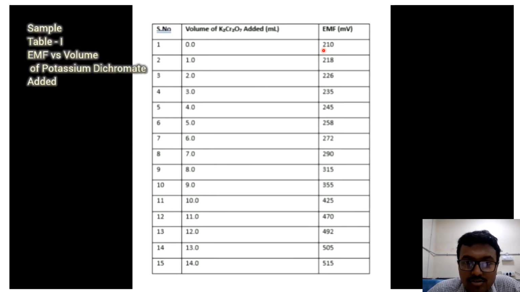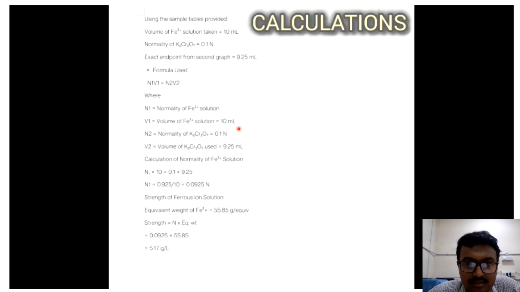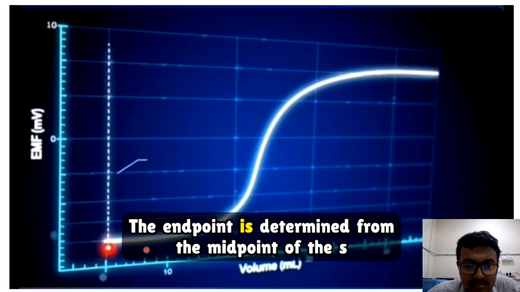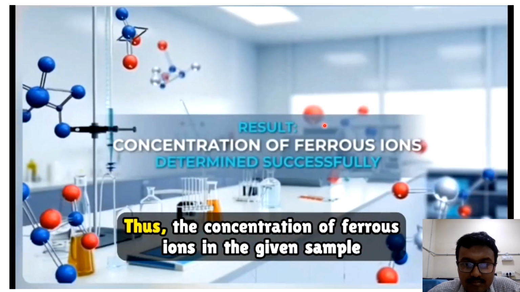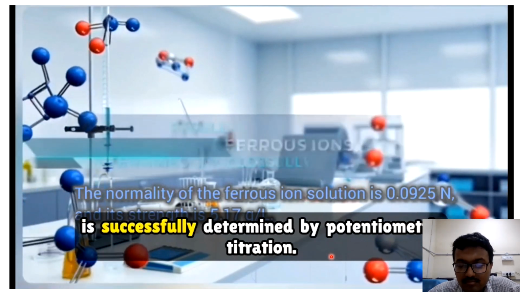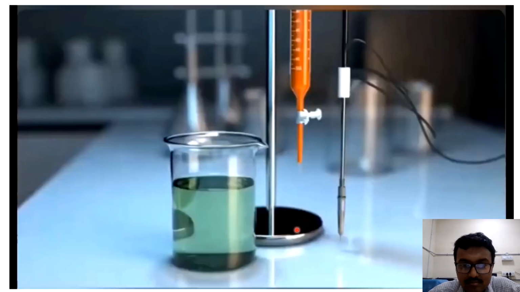So these are the values we are getting on addition of potassium dichromate. Next one is the fair titration. I'll talk about these things. Then this is the calculation part. The EMF rises sharply. The endpoint is determined from the midpoint of the S-shaped curve or the peak of the delta E by delta V curve. Thus, the concentration of ferrous ions in the given sample is successfully determined by potentiometric titration.